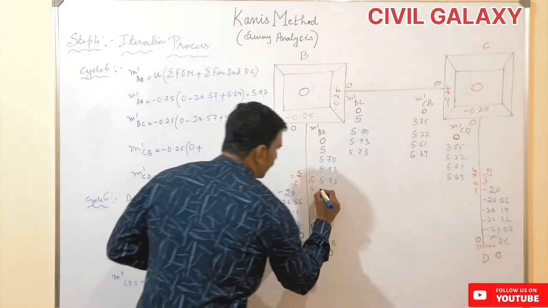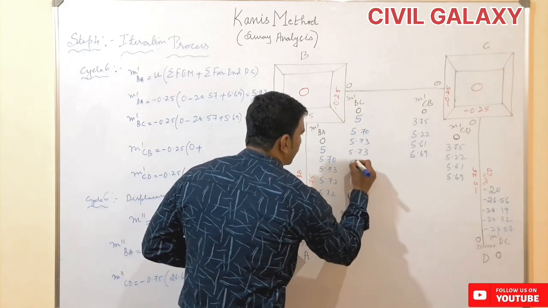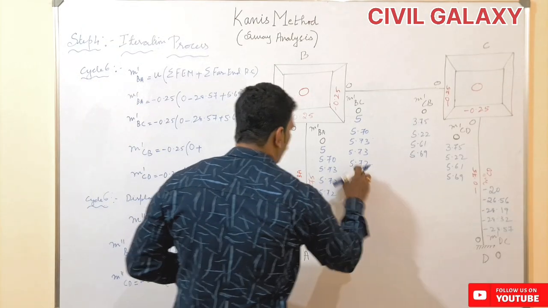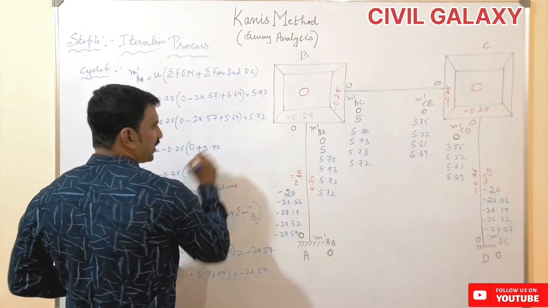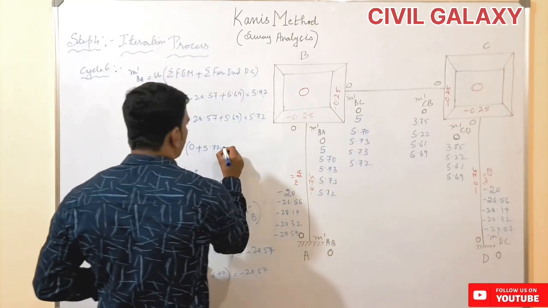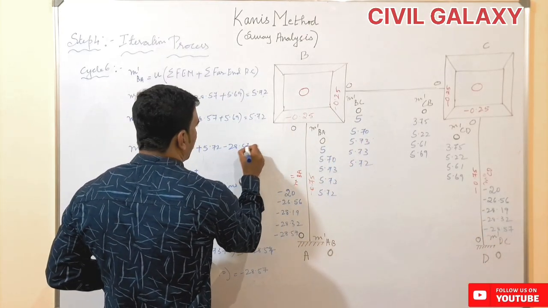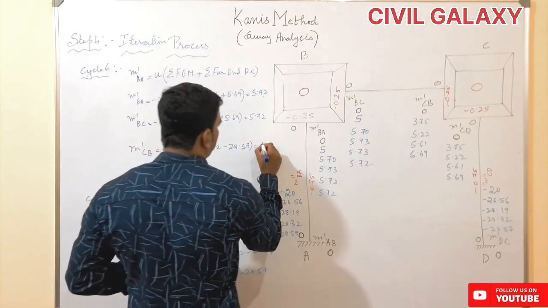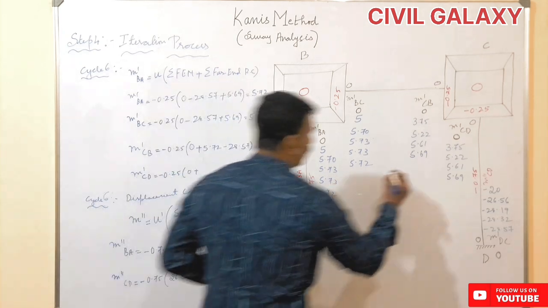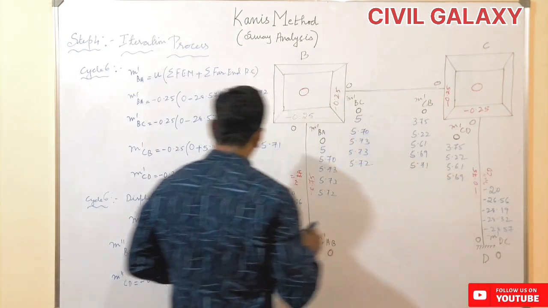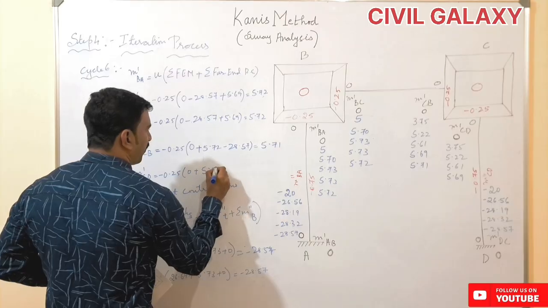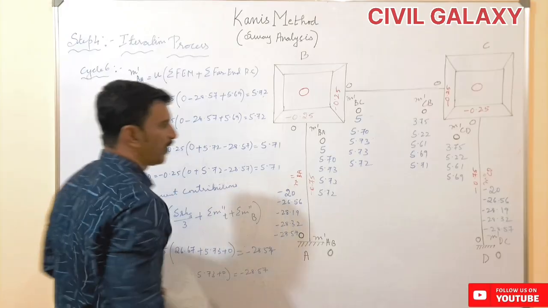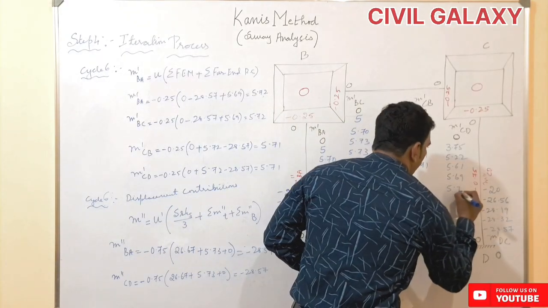For m dash BA it is 5.72, here also it is 5.72. So for m dash CB, here a new iteration value which is 5.72, and here minus 28.57, we get a value of 5.71. So this value we will write over here. So this will also be the same: 5.72 minus 28.57, which will be equal to 5.71. So this value we'll just put over here.